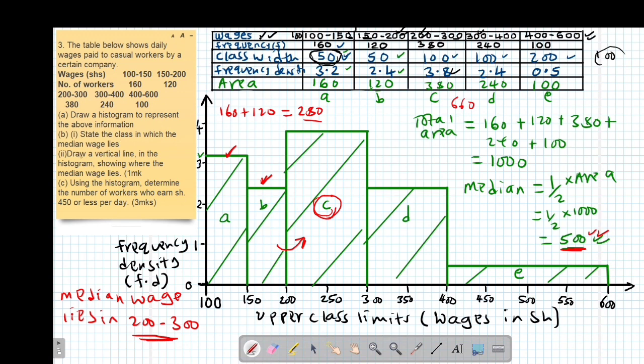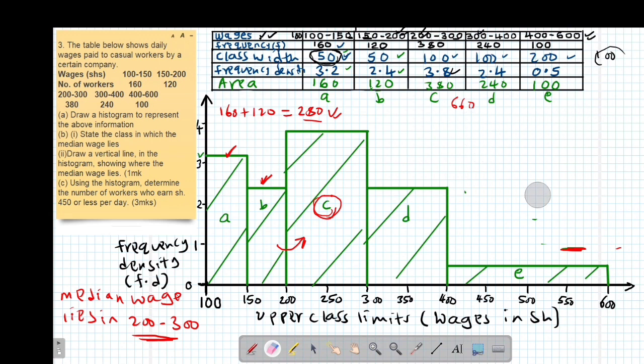Then Roman 2 of part B is telling us to draw a vertical line in the histogram showing where the median wage lies. Now we know that the median wage is at an area of 500. Therefore, we need to find the extra area that is remaining in this particular bar. So you take 500 minus 280, which gives me 220. So we have a remaining area of 220 in this bar to take us to our median.